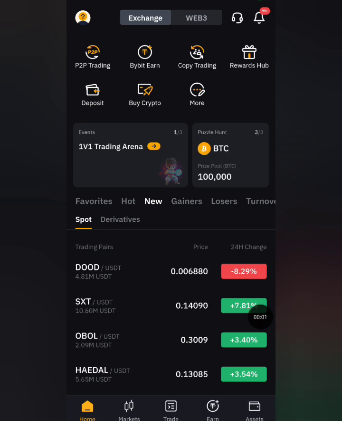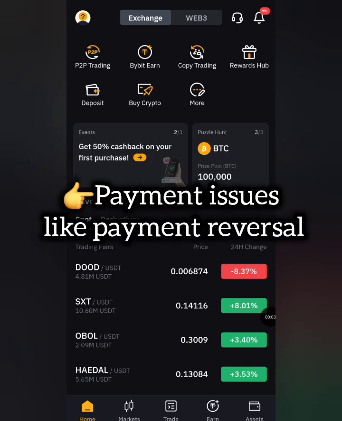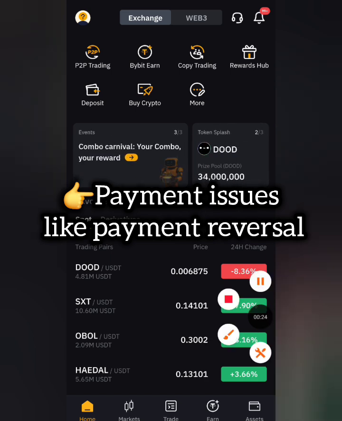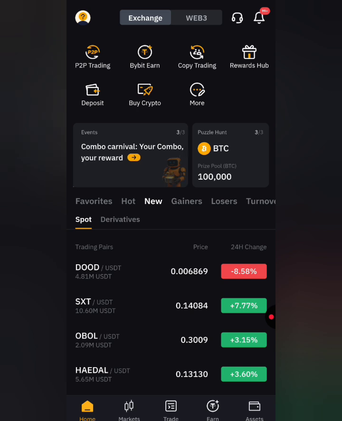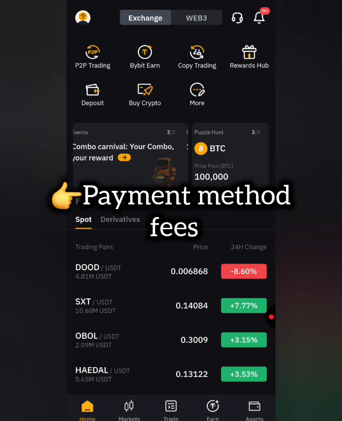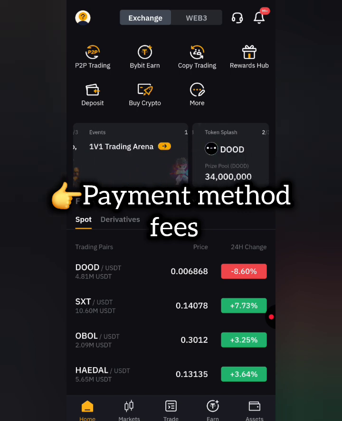Another weakness is that payment issues or payment reversals could occur, whereby someone sends you money and it gets reversed to the person's account, and because the person had already sent you receipts, you've already released the token to them, and you could get scammed in that way. That's if the person refuses to refund your token or try the payment again. Another weakness is payment method fees. We all know bank charges right now are at a high rate, about 15 naira for many transactions from 5,000 naira and above, or card bills, like if you're making card payments, you get charged also.